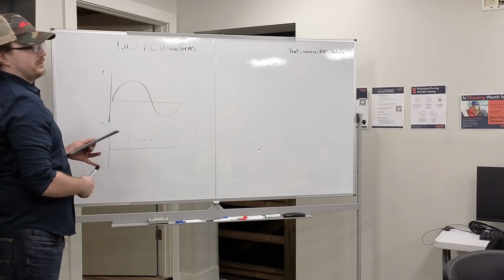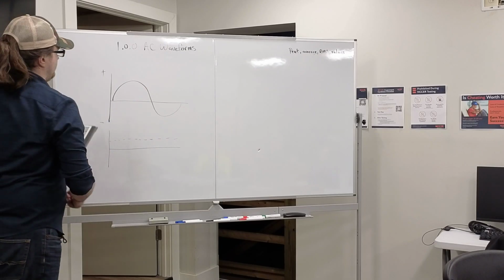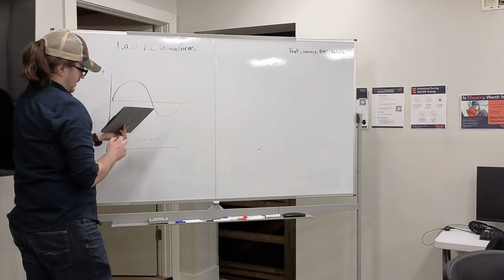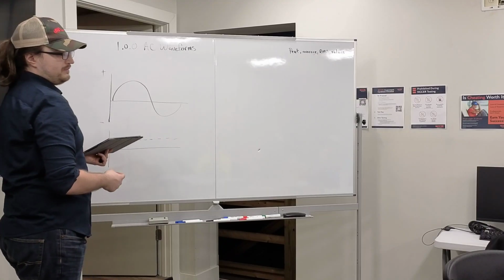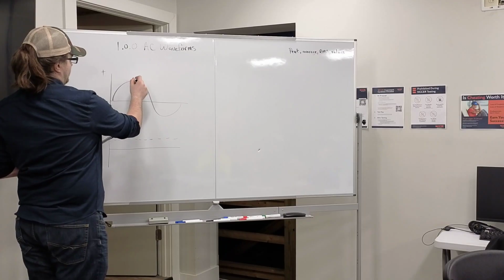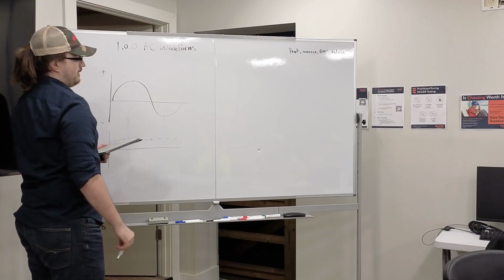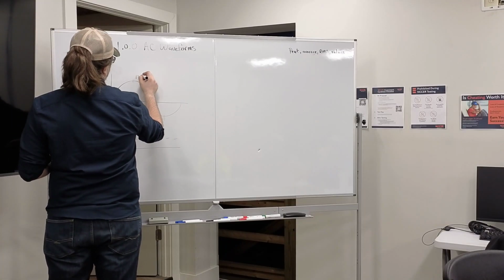So like RMS value. Example, a 120 outlet. What is the peak value? Yeah, it was 170. That didn't make sense. Yes, exactly. So 170.